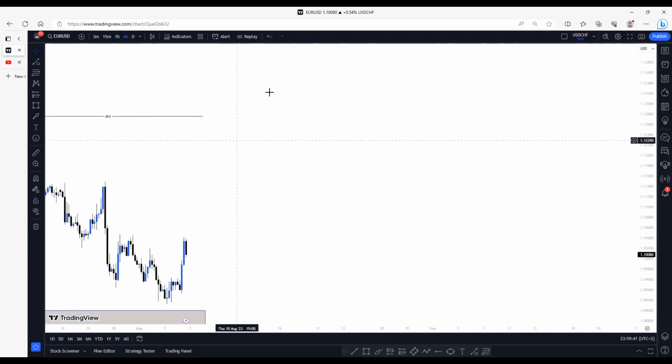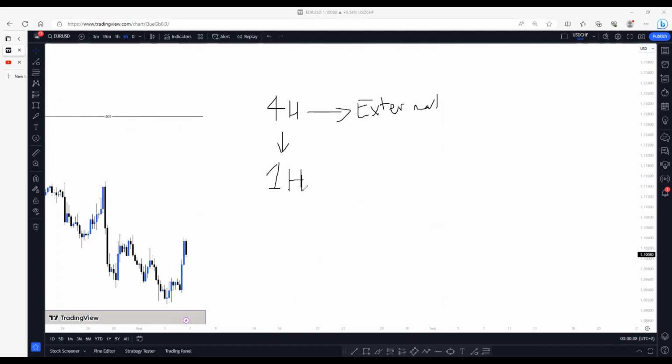For an example, one can choose 4 hour as their higher time frame. So this will be the external structure. Then 1 hour will be their lower time frame, or immediate, the middle time frame. Then this will be internal. Then they will have 10 minutes. This will be the entry time frame. You see, this is well defined, and we stick to this.